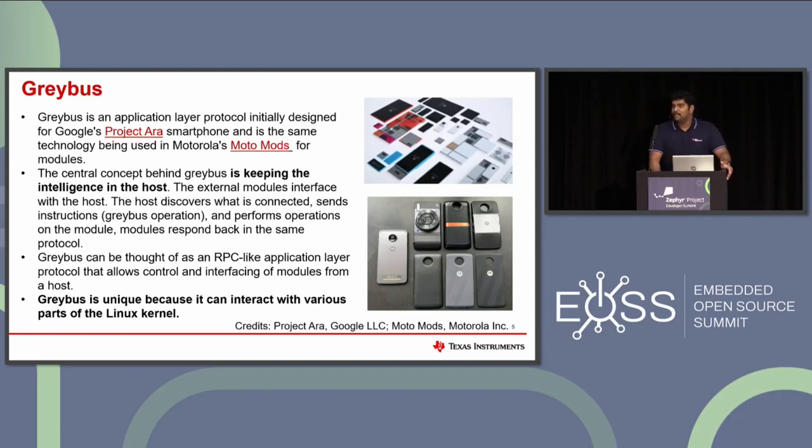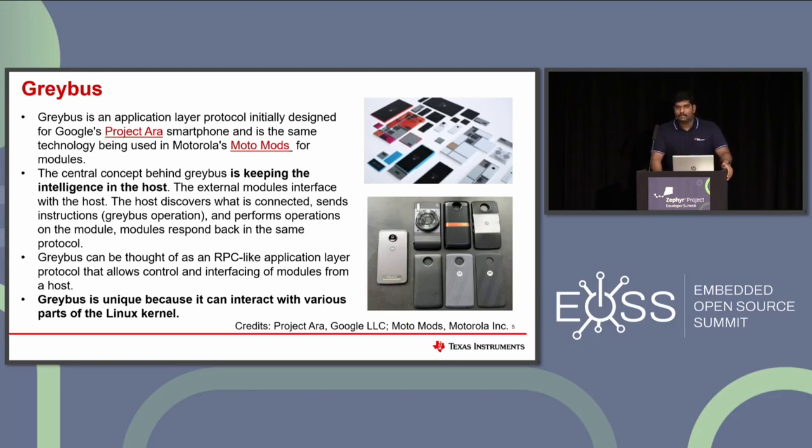The underlying subsystem that is there is the Greybus subsystem in the Linux kernel. You can think of Greybus like a remote procedure call, application layer, where the host can control and discover modules that are connected. So if you connect a camera module, the host, that's the base module, can detect what's connected on it through the Greybus manifest-based identifier mechanism. It can also send commands to this module, get operations done, then get back results to the host.